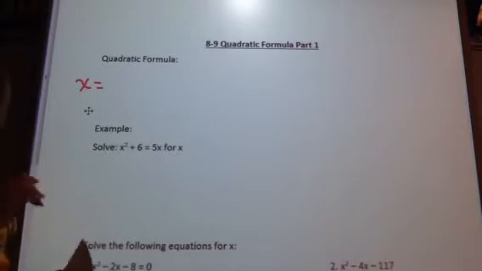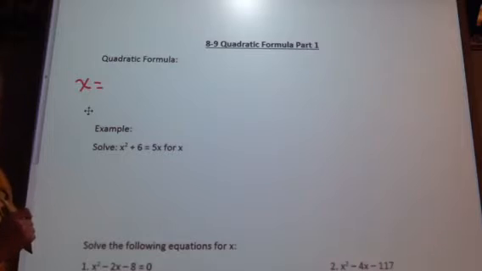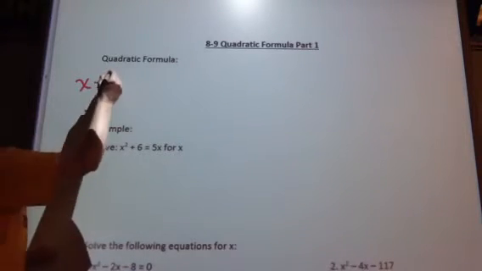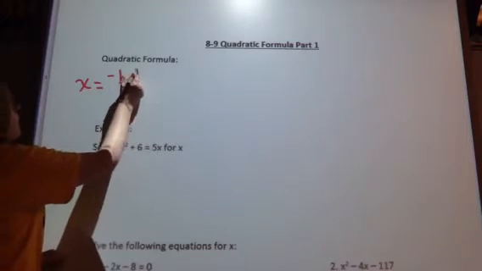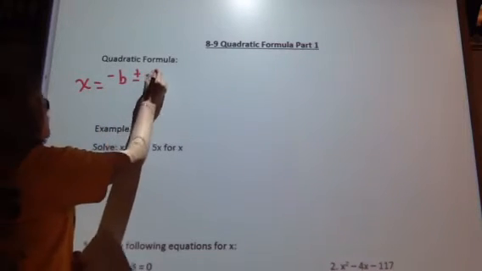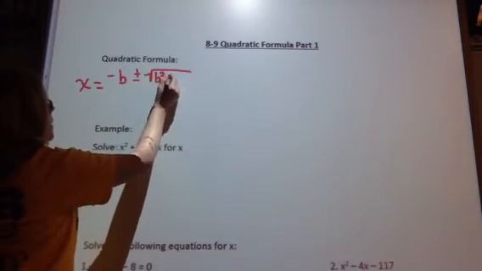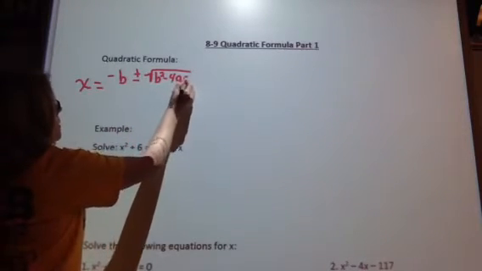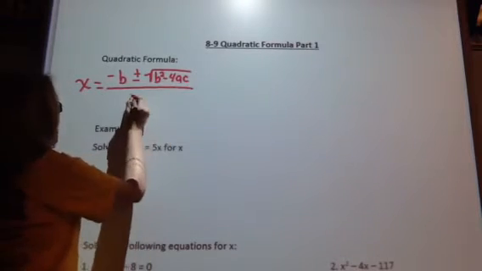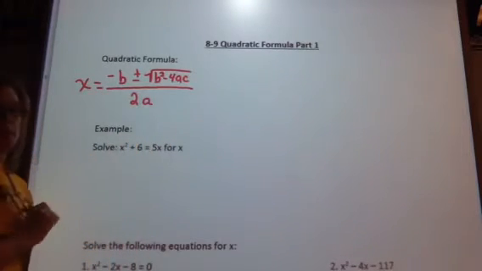So, when you solve polynomials using the quadratic formula, you're going to set x equal to the opposite of b plus or minus your radical sign, and inside the radical sign is b squared minus 4 times a times c all over 2 times a.